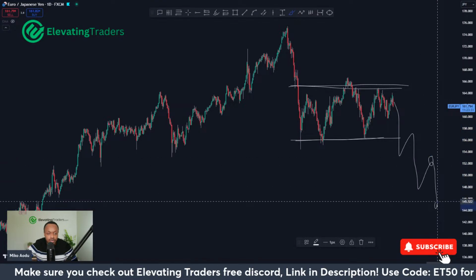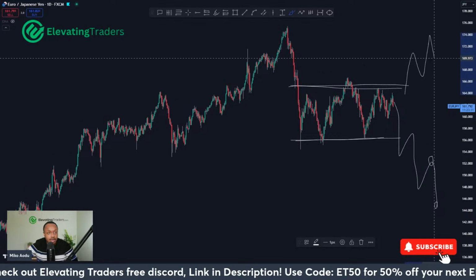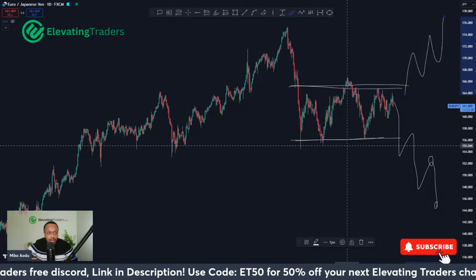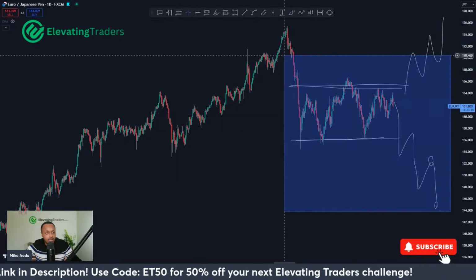Then we can start to look at that and trade those opportunities. Same thing to the upside as well. But in this area, you don't want to try and do too much because it's really not worth it.